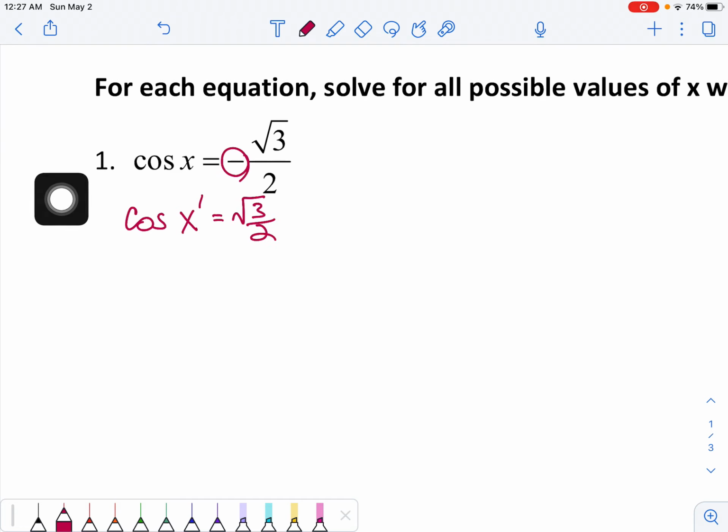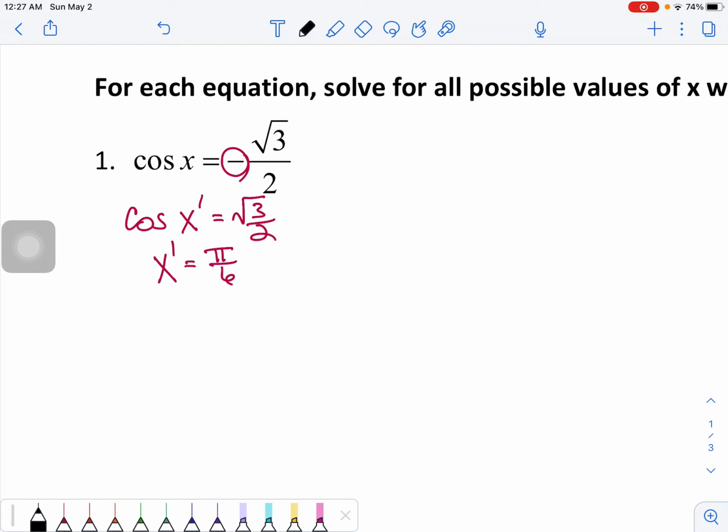All right. Now, what I'm going to do is basically invert this, and I'm going to think about, well, what radian measure, right, because our domain was in radians, what radian measure has a cosine value of root 3 over 2? And that gives me an x prime value and a reference angle value of pi over 6. Okay, so that's where we're going to start.